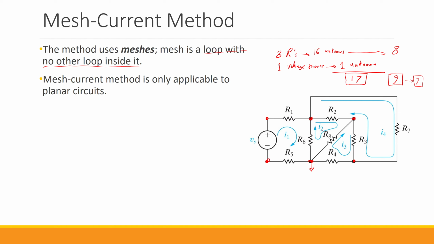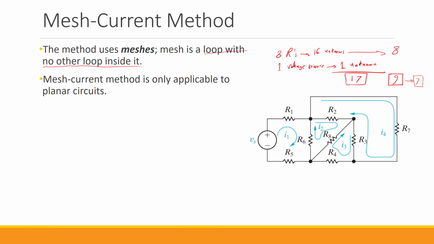So here we have 4 meshes in this circuit. Let me just clear these nodes so they are not confusing to us. So we have 4 meshes here in this circuit. For each one of them, I define a current. So we have current I1 going through this mesh, current I2 going through this, I3 going through this one, and current I4 goes through the last mesh.